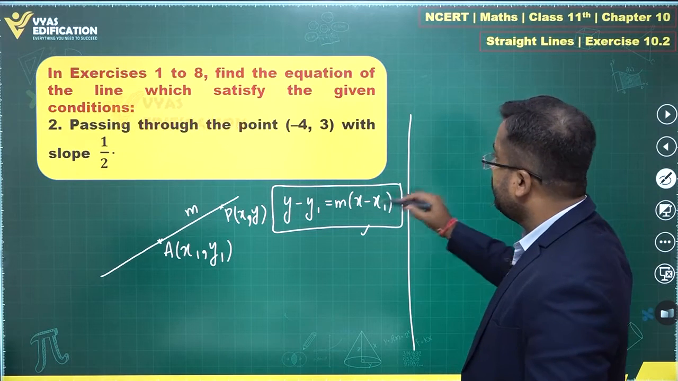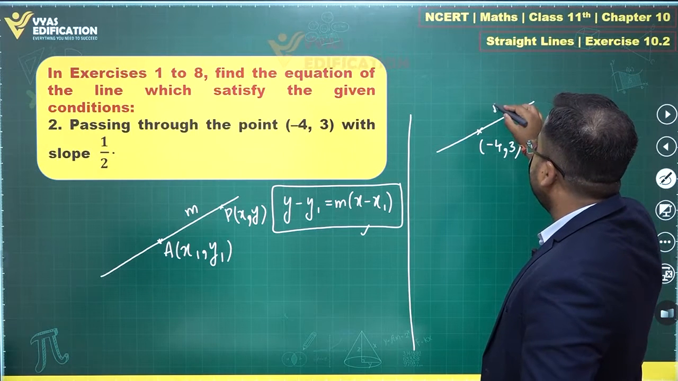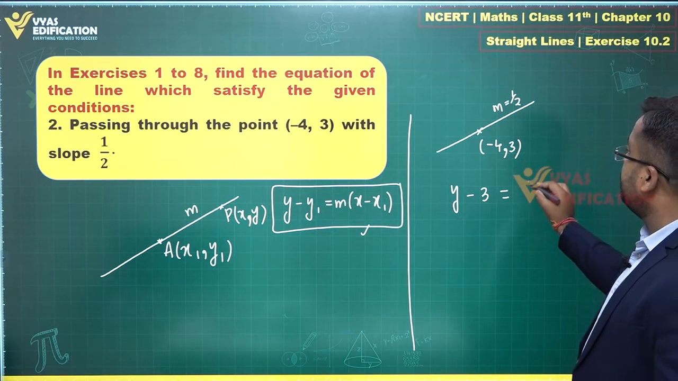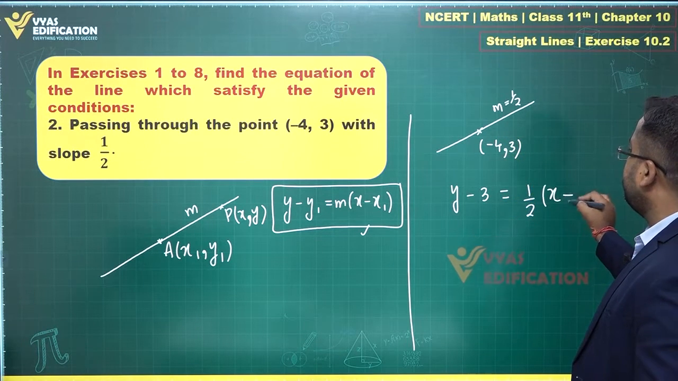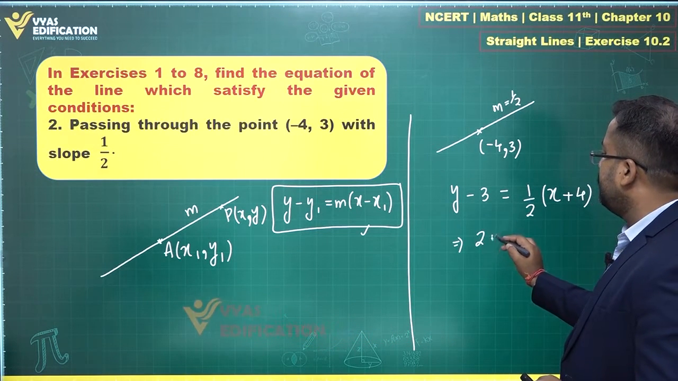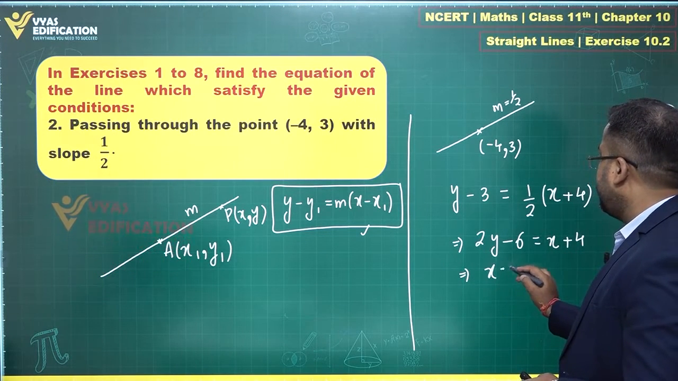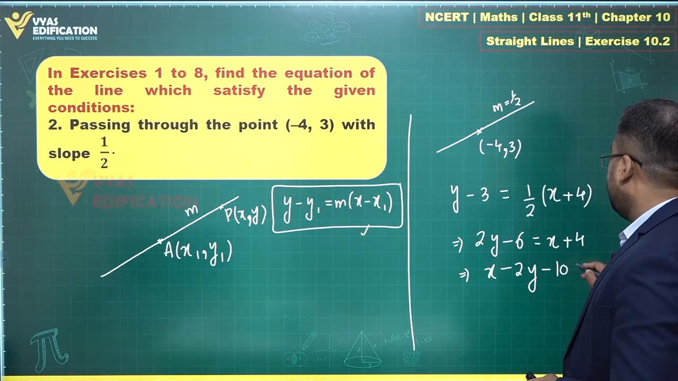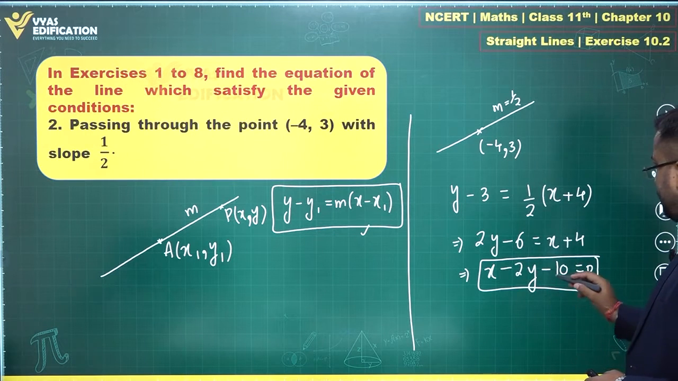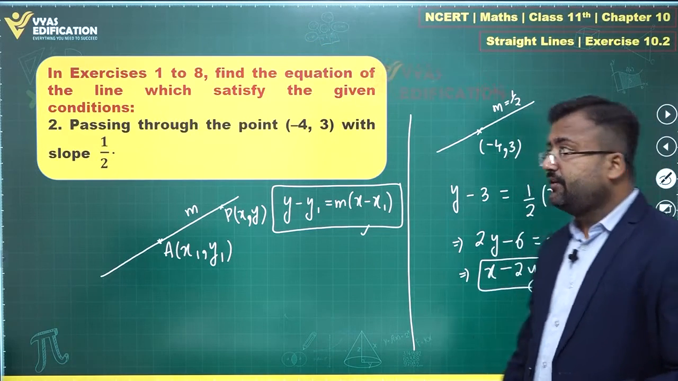Now here in this question, what are we given? We are given this point to be minus 4 comma 3 and the slope as 1 by 2. So y minus 3, y minus y1 is slope times x minus x1, which becomes x plus 4 is the equation. Let's simplify this further, and what do we get? This is 2y minus 6 is equal to x plus 4, which can be done as x minus 2y minus 10 is equal to 0. Bringing everything on the right hand side, x minus 2y, and this will become plus 10, not minus 10. Take care of that. This is the answer for this second part over here.